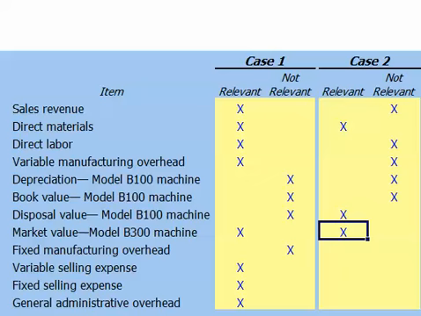We weren't going to have any changes in fixed manufacturing overhead, so it's not a relevant cost. There were going to be no changes in variable selling cost, no changes in fixed selling cost, and no changes in administrative overhead. So none of those costs are relevant to our decision. And one thing we can see here is that cost might be relevant in one decision context and not relevant in another decision context.